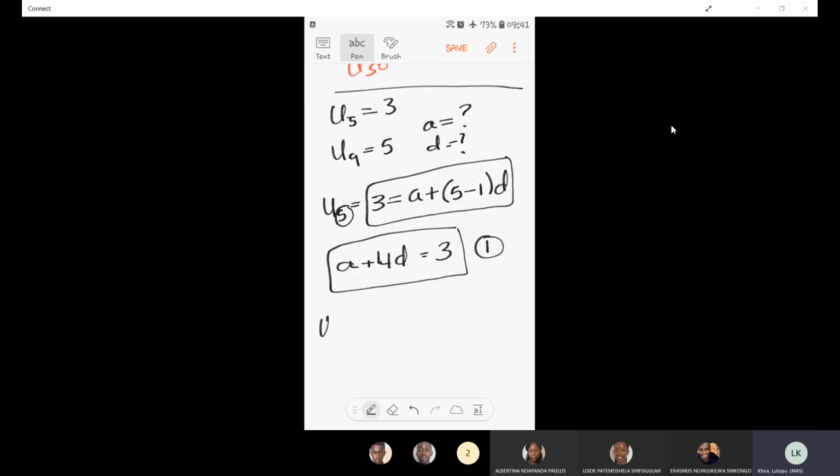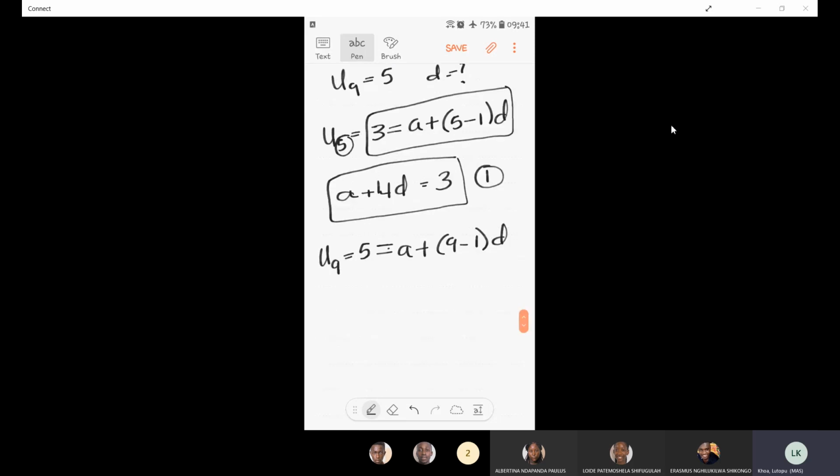Then I have u9, this is equal to 5, and this is equal to, I put the formula for the ninth term. So I have a plus 9 minus 1 times d, and this leaves me with a plus 8d, and this is equal to 5.